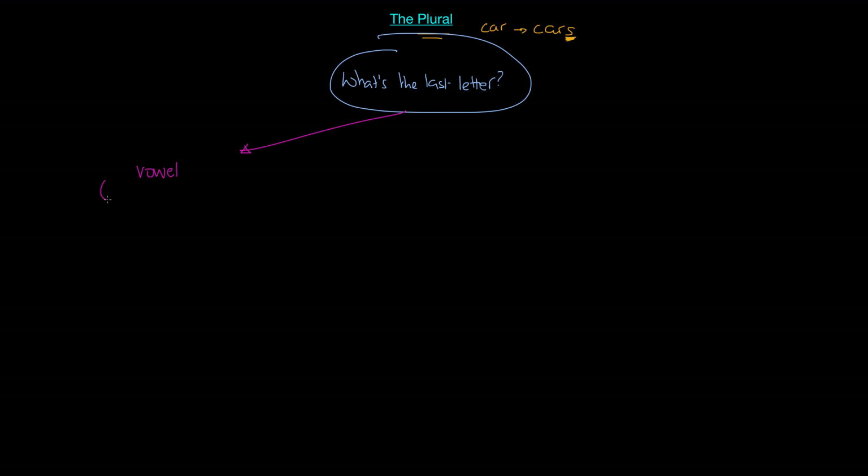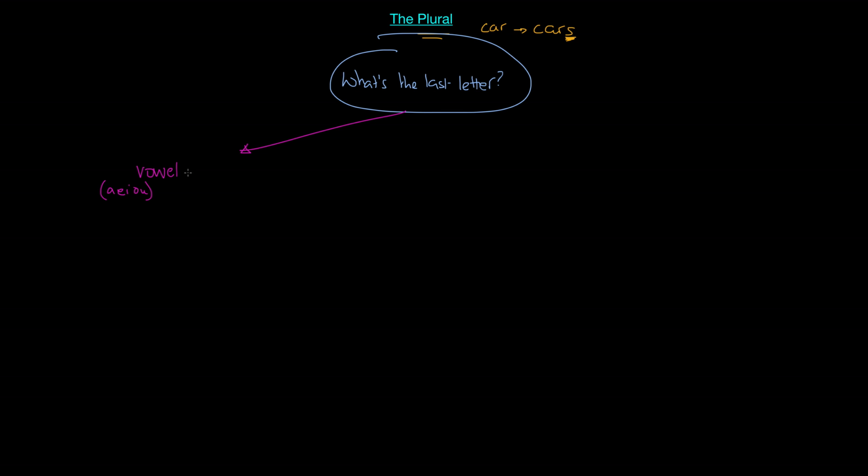So how do we do the plural in Spanish? What we need to look at in order to do the plural is the last letter. What's the last letter of the word? That is going to tell us how I need to do that plural. So if the last letter of the word is a vowel, and I'm sure you all know a vowel is A, E, I, O, U, any of these.